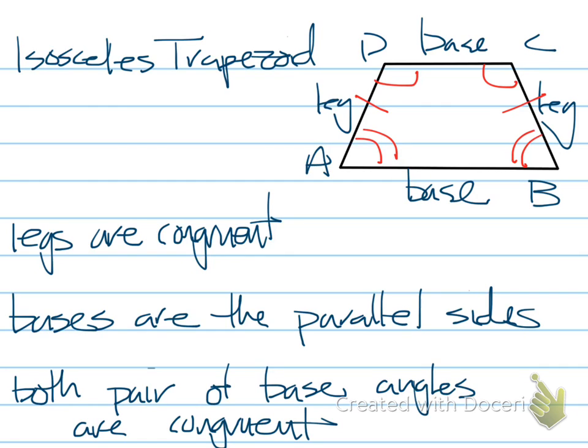For an isosceles trapezoid, the congruent sides of the trapezoid are the two legs. The bases are parallel to each other, and each pair of base angles are congruent. Both angles along the top base are congruent. Both of the angles along the bottom base are congruent.